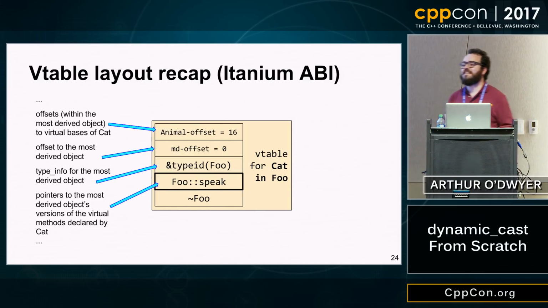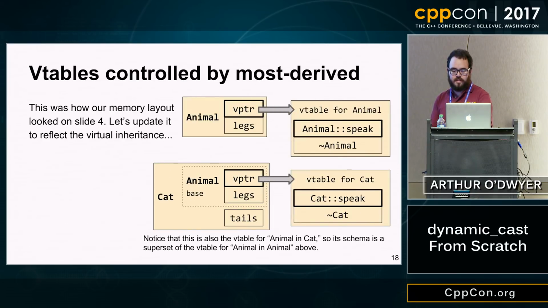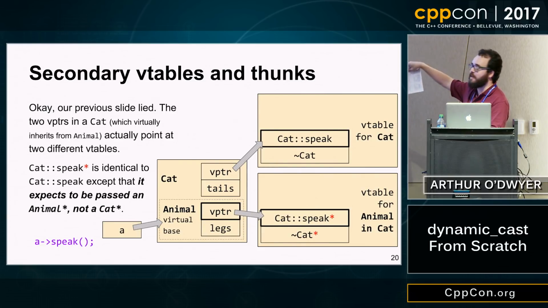Yeah. I'm still a little fuzzy on, you talked about the animal speak and the cat speak, and why we have to store it twice. And it wasn't really obvious to me why we only have to store it twice when we have virtual inheritance and not when we have normal or multiple inheritance or something like that. So the question was why, when we have the virtual inheritance, we have 2 v-pointers pointing to different vtables with thunks.